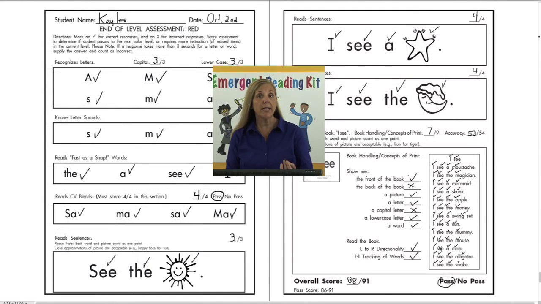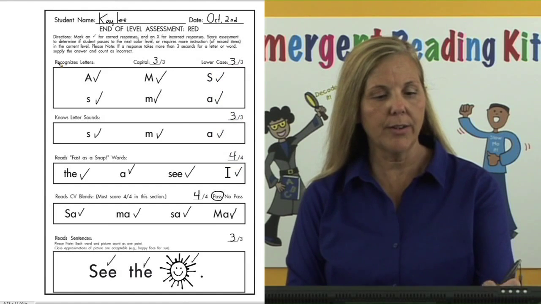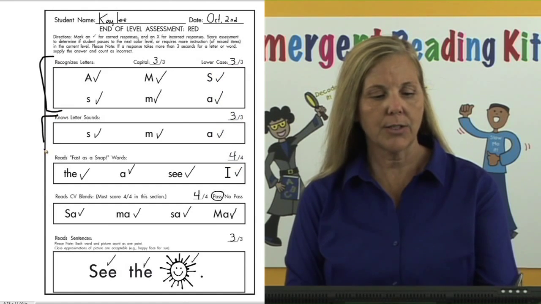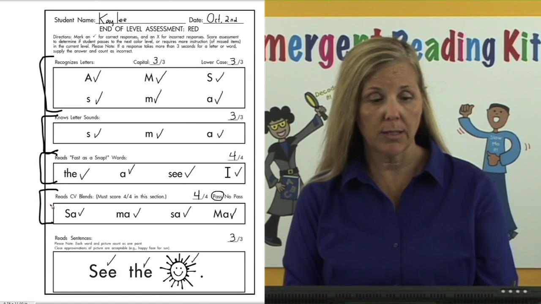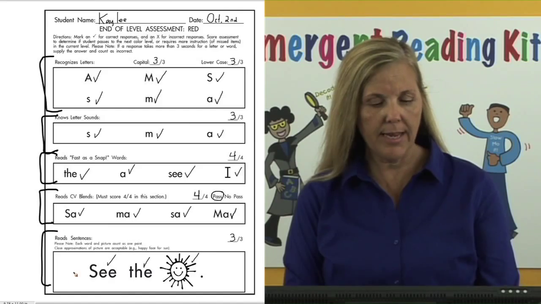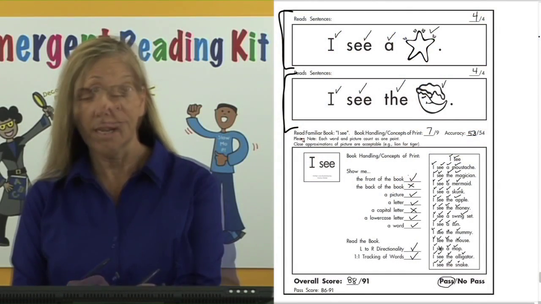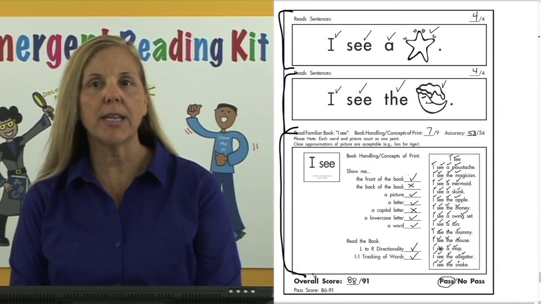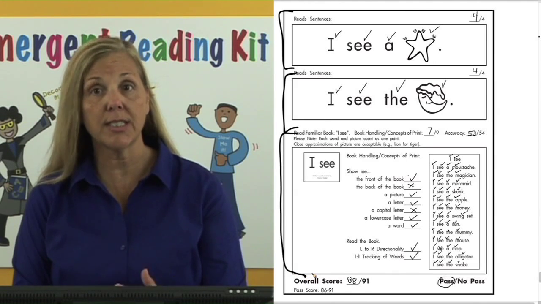We will review Kaylee's first because it's at the red level. This level is slightly different than all the other levels. She was asked to read the letter names, the sounds, sight words, CV blends, which are two-letter blends, and then sight word sentences with rebus pictures. And then the last part of this assessment is a book handling and concepts of print and accuracy section.